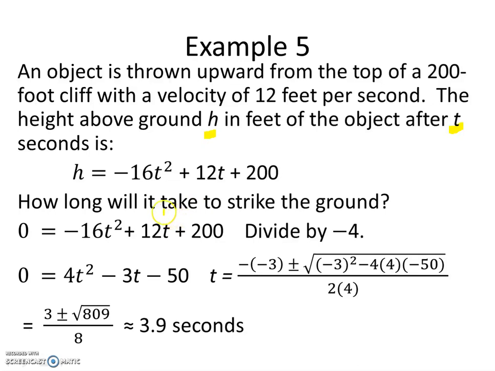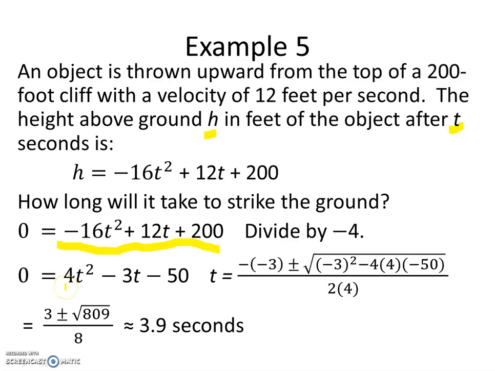Well, we know at the ground it is a height of 0, so we plug in 0 for h, and we use the quadratic formula. But before I do that, I want to simplify it, and I'm going to divide this equation by negative 4. And when I do that, I get 4t squared minus 3t minus 50. The only reason I did that is just to make it easier when I plugged it in. You certainly can use negative 16 and 12 and 200, but in the end, you're just going to end up reducing. So I went ahead and did that up front.